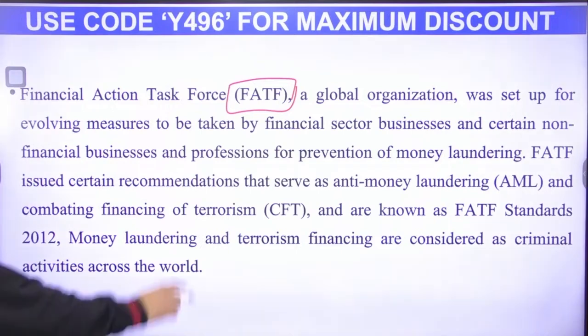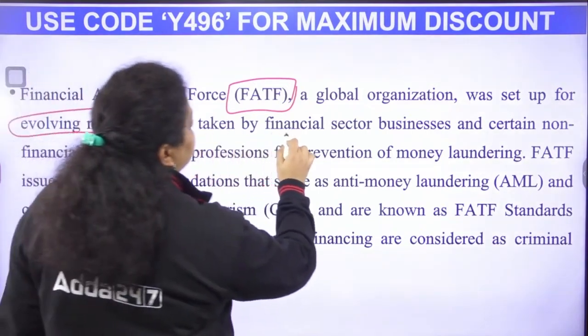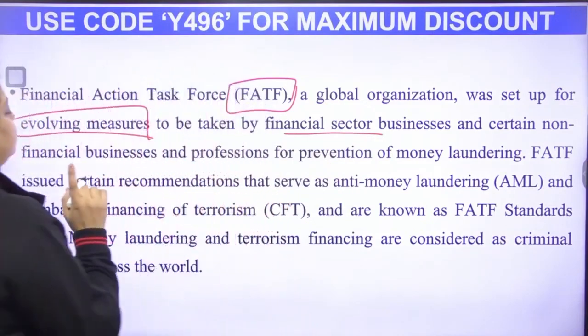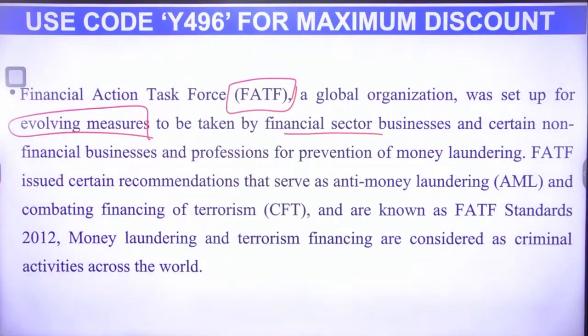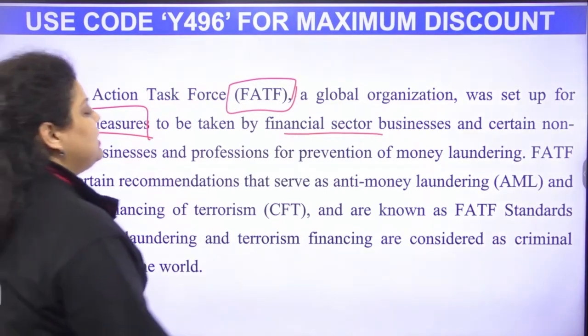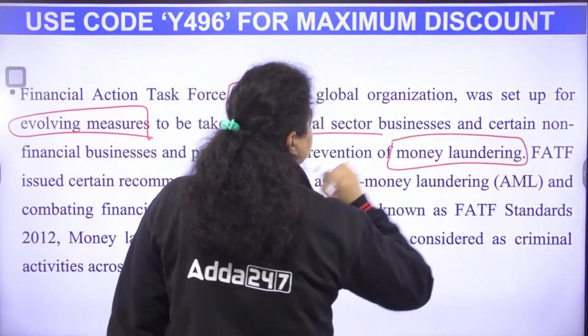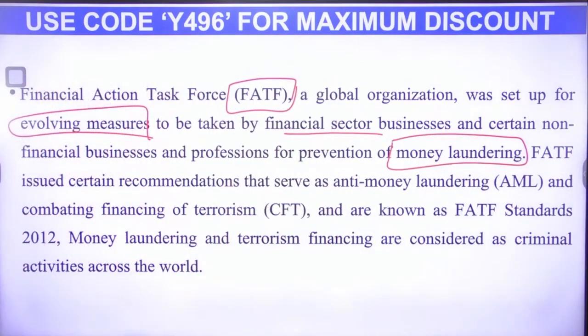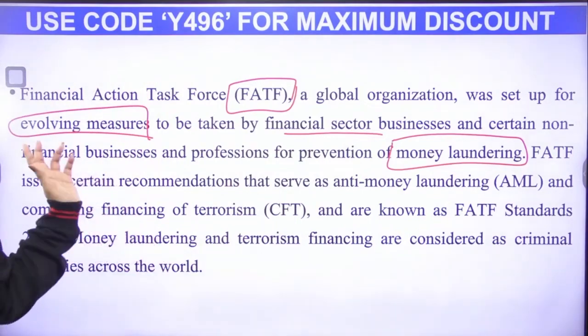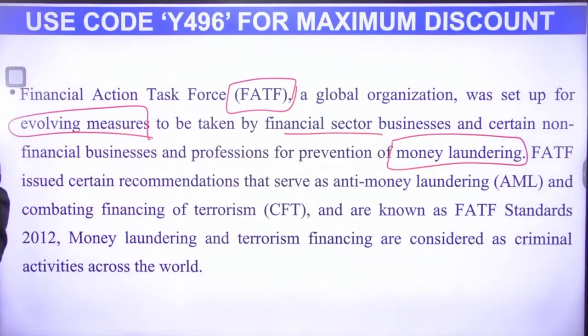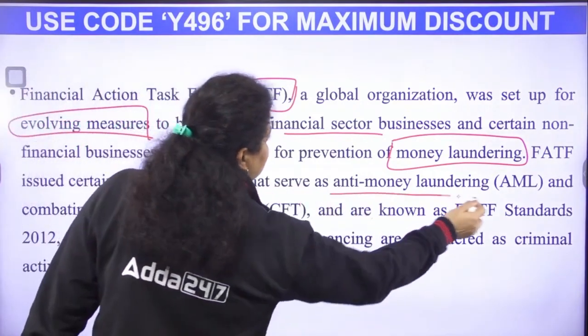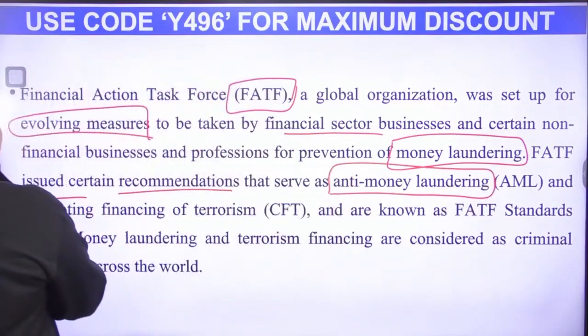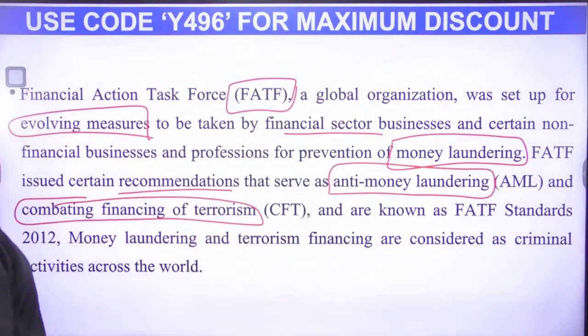It was set up for what? Evolving the measures to be taken by financial sector businesses and certain non-financial businesses and professions for prevention of money laundering at the global level. So it gives you certain recommendations and measures that you have to follow to control these kinds of activity at the global level. So FATF issued certain recommendations that serve as anti-money laundering, okay, and combating the financing of terrorism, and are known as the FATF Standards 2012.